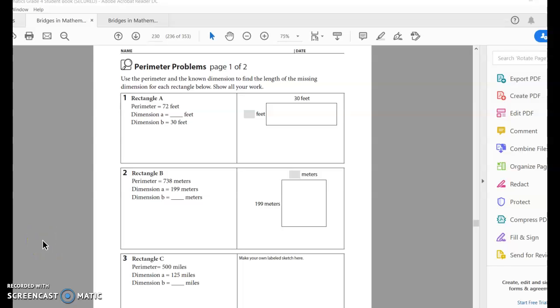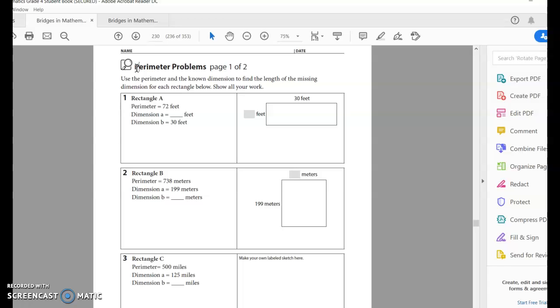Okay, fourth graders, today for the bulk of our lesson, we're going to be working in our student book on page 230, and it's going to be titled Perimeter Problems. So that should give you an indication about what you are solving for. You are going to be working with perimeter. So make sure you are using your formulas, but you're not just going to be finding the perimeter.